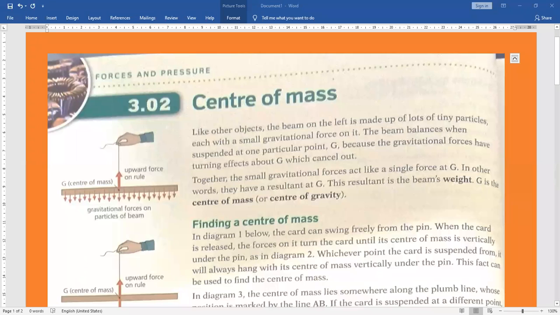Our topic is 3.02 Center of Mass. Now you can see on the left side of the book there is a picture where a person has taken a scale or horizontal rod, and with the help of a thread he has made a balance. Can you do this thing at home?